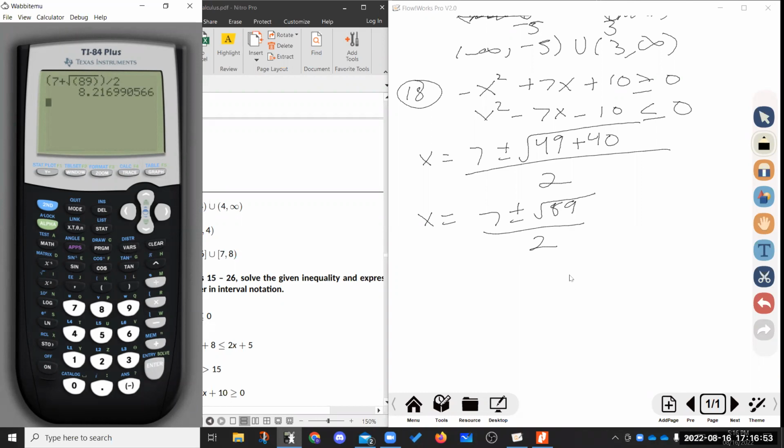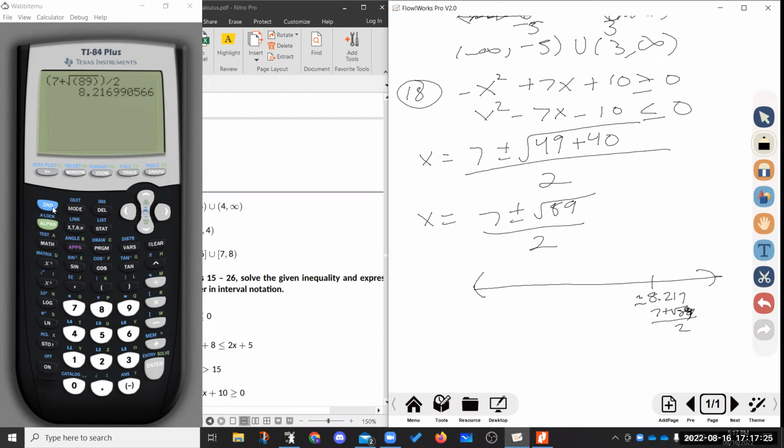So on this end is going to be 8.217 roughly. This is actually equal to 7 plus root 89 over 2, exactly what's there, but I need to know about what it is here so I can test a number bigger or smaller than it.